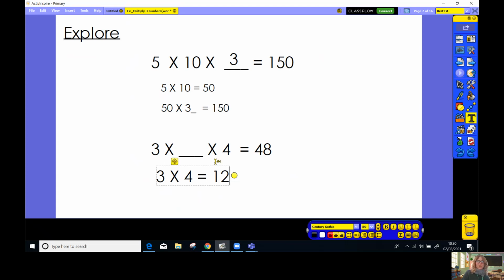Okay, now we need to find our way from 12 to make 48. So I would say 12 multiplied by missing number equals 48. Now I have to use my 12 times table. What would I multiply 12 by to make 48? That's right, it would be 4. So my missing number here is 4.